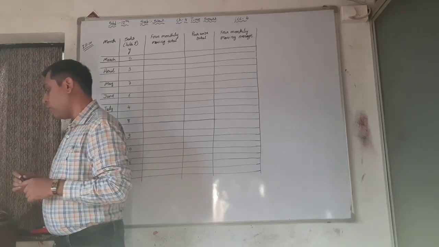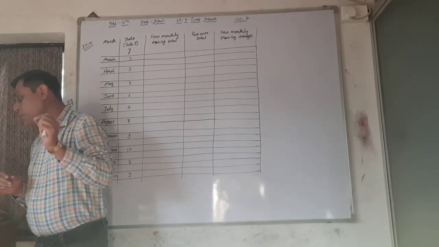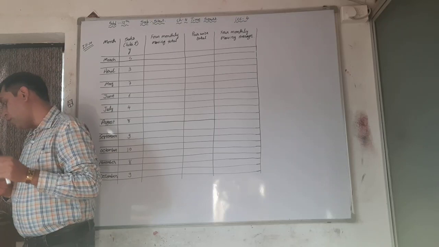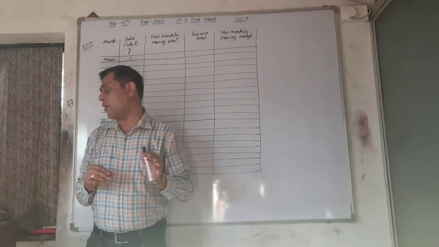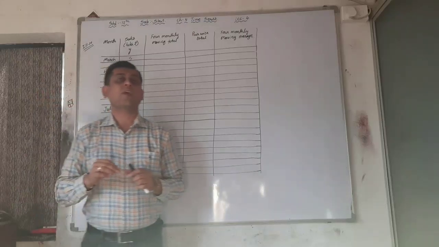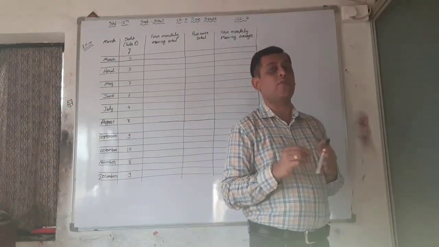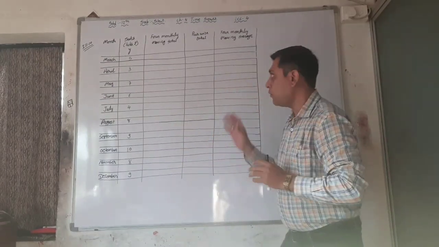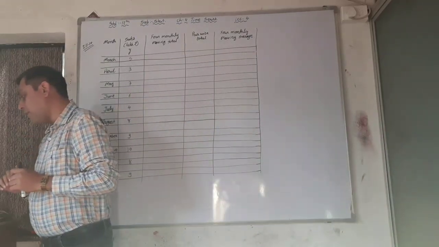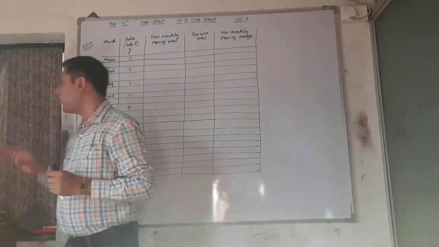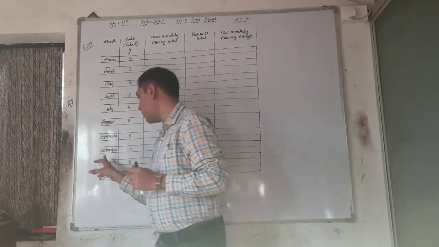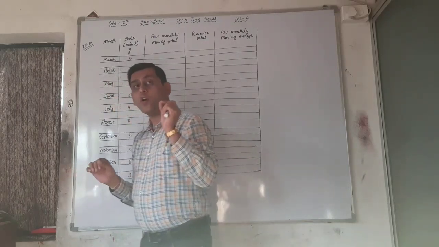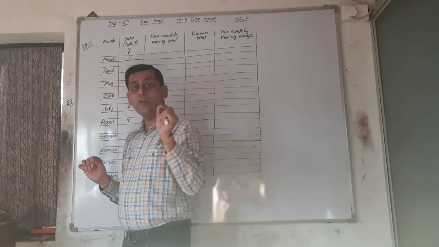Read the question first. Find the trend using 4 monthly moving average. First of all, underline this phrase: 4 monthly moving averages for the following data showing monthly sales in lakh rupees of a shop. Whenever they ask about the 4 yearly or 4 weekly moving average, we have to draw a table like this. The months are given from March to December: March, April, May, June, July, August, September, October, November and December.